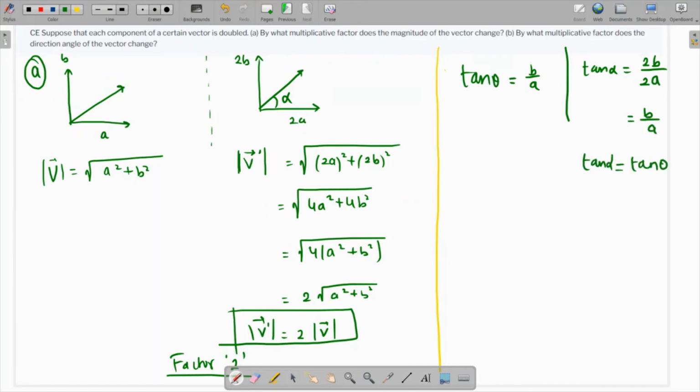This means that alpha is equal to theta, so the angle does not change. So we're going to say that the factor is equal to 1, which means that the angle remains the same. Thank you.